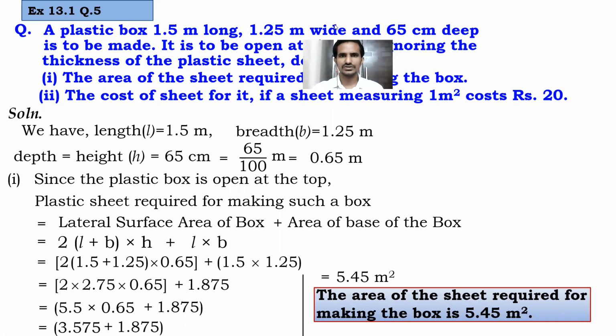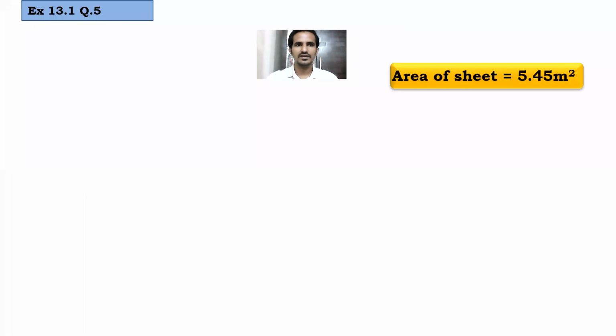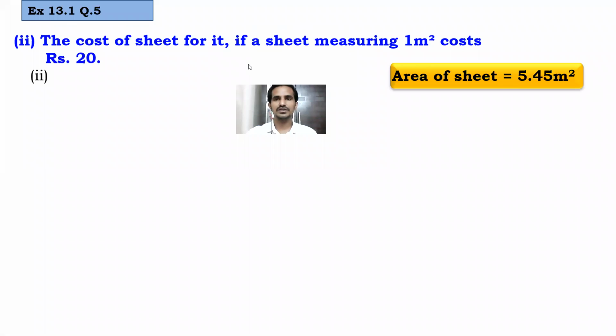The second part of this question says, I'm explaining the second one now, so just see this. In the second part, we require the cost of the sheet for it. If a sheet measuring 1 meter square costs rupees 20. Now we know that the area of the sheet required is 5.45 meter square, and it is mentioned that the sheet measuring 1 meter square costs rupees 20. So we know the rate. We know the rate is 20 rupees, because for 1 meter square it is 20.